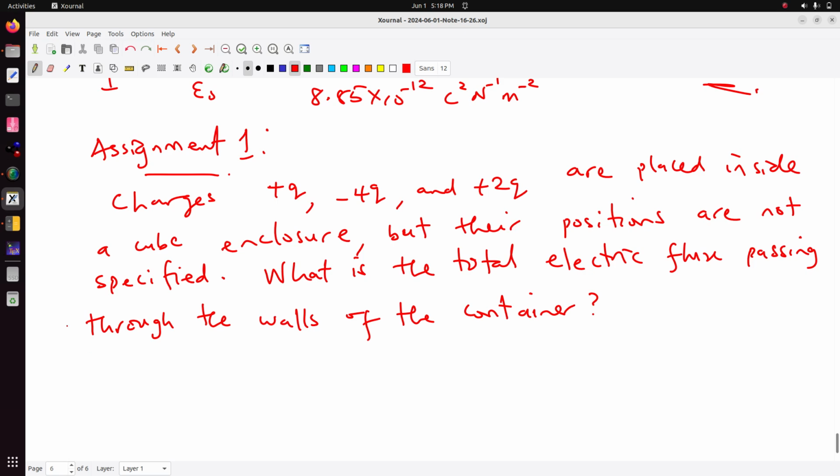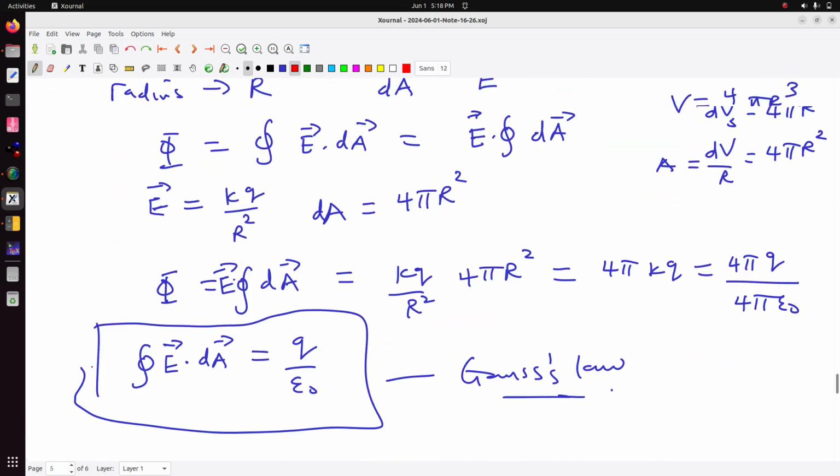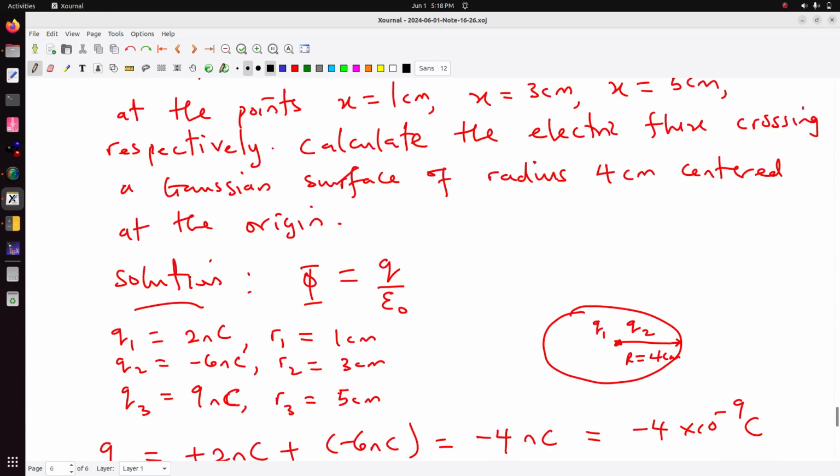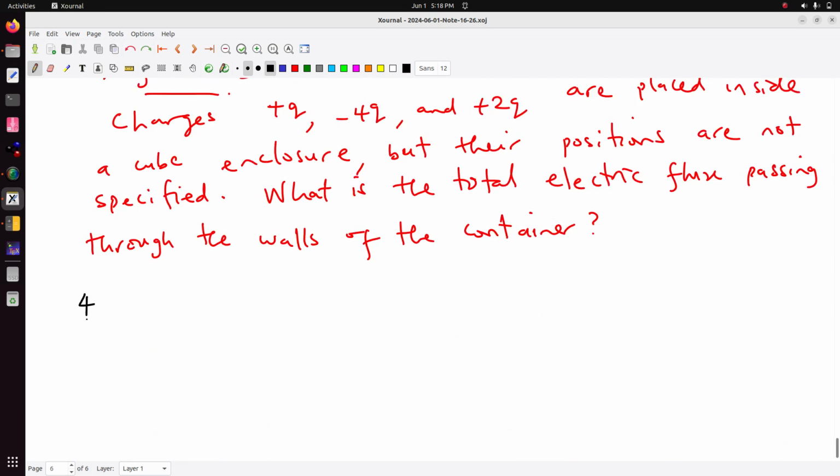So next, I think that will be 3 or 4. Okay, that will be 4.0. So 4.0, electric potential.